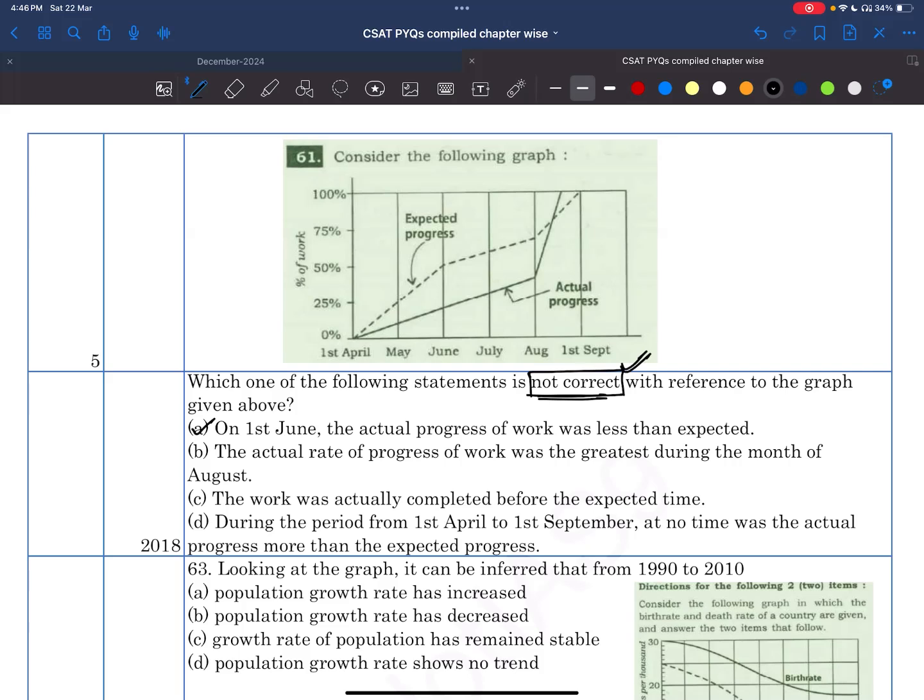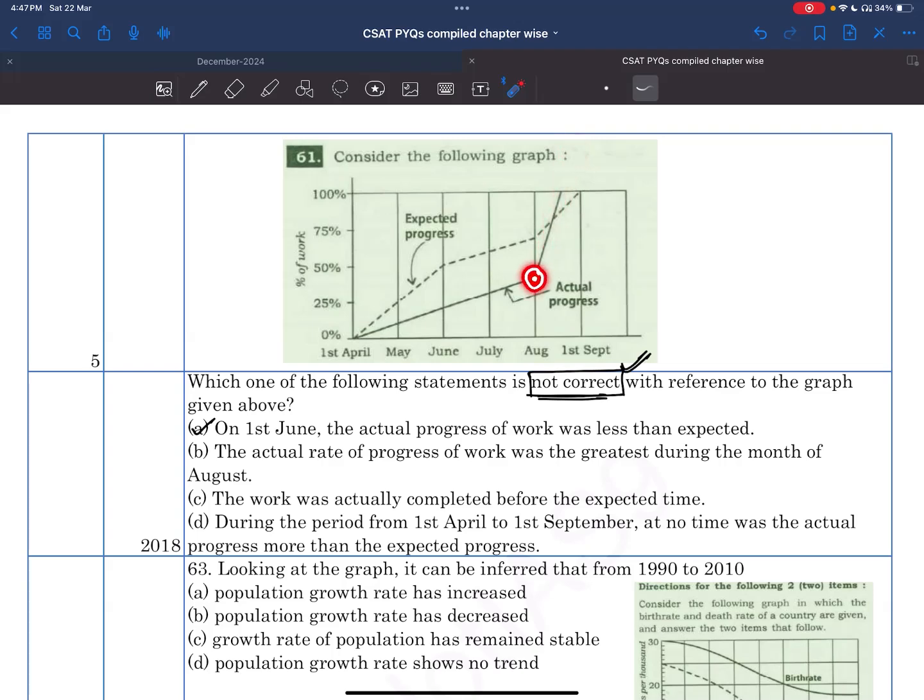The actual rate of progress of work was greatest during the month of August. Rate of progress is what? It is the slope of the graph. Rate means this minus this by this value. So wherever you get the highest gradient, it will be the greatest progress rate. See here, this slope, the angle is smaller. But here, this angle is bigger. That means the rate value is increasing very high.